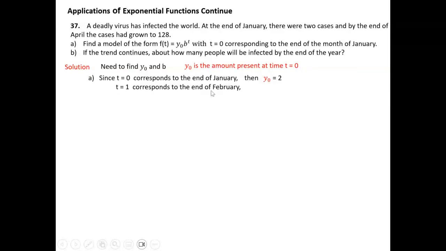When t equals 1 corresponds to the end of February, because when t equals 0, it was the end of January. So 1 month later, we're in February. 2 months later, we're at the end of March. And 3 months later, we're at the end of April.